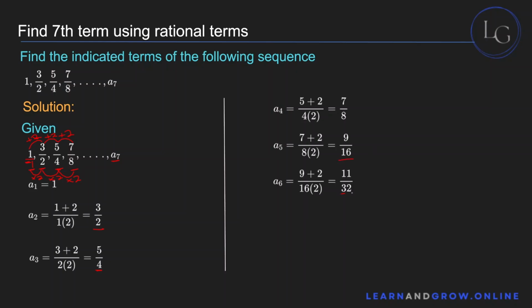A6 will get 11 by 32. And for A7, well, 11 plus 2, and in the denominator 32 multiplied by 2. So 11 plus 2 is 13, and 32 into 2 is 64. And so that's the 7th term in the sequence.